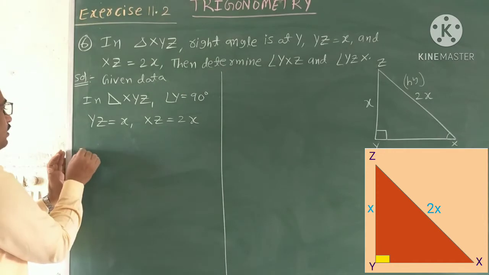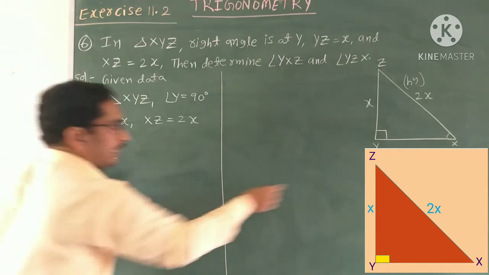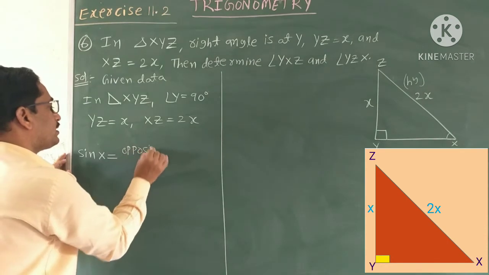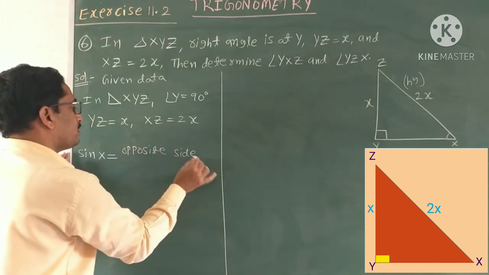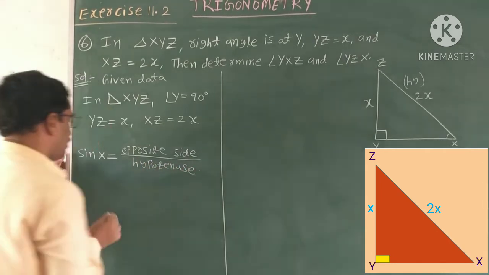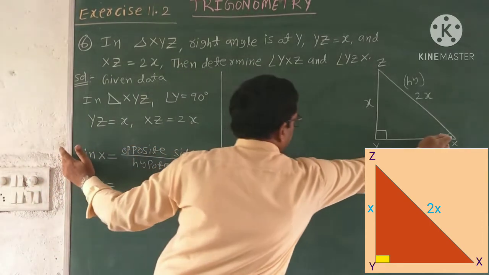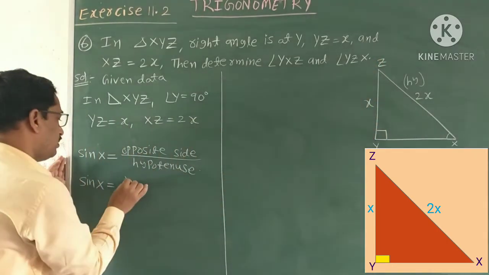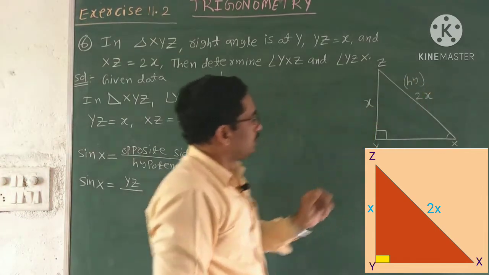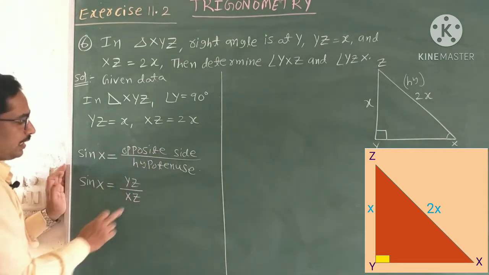Right here I am going to apply sin X. Sin X equals opposite side by hypotenuse, which is the sine formula. The opposite side with reference to angle X is YZ, and the hypotenuse is XZ.